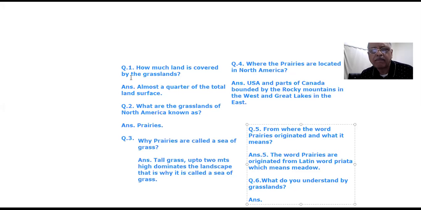Grasslands are the places which have grass. It's like the land which has grass. Grassland can be defined as a region where grasses form the dominant type of plant life.